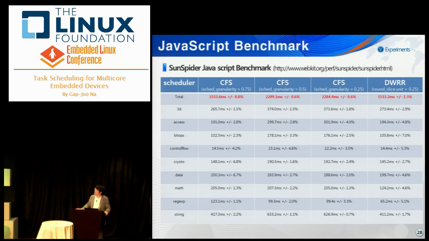The final benchmark is a JavaScript benchmark. Web applications are in the spotlight today, because of their independence from any platform and the powerful HTML5 based on JavaScript. So it's important to benchmark HTML5, especially JavaScript engines. And we tested the JavaScript benchmark using SunSpider, which is a famous benchmark suite. In this benchmark, DWRR has good performance compared with CFS, but I think this result is actually not meaningful because the JavaScript engine does not use multi-thread. Anyway, in this case, DWRR is quite good, I think.